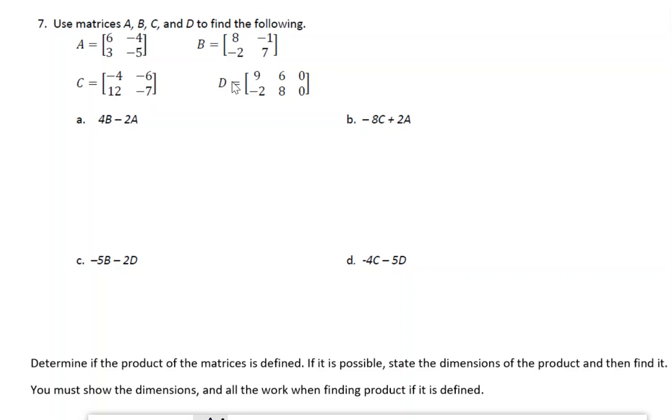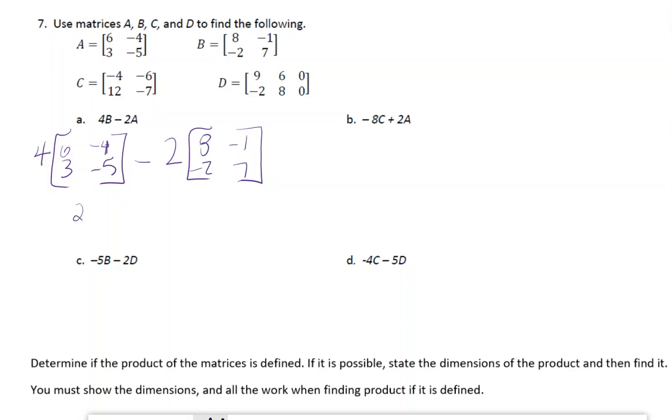So for example, A says 4B. So 4 times B means I'm going to take 4 times this matrix B here, which means I'm going to go 4 times whatever matrix B is minus 2 times whatever matrix A is. Now I can complete this operation because the matrices A and B are both 2 by 2s, so they perfectly line up. So 6, -4, 3, -5, 8, -1, -2, and 7.